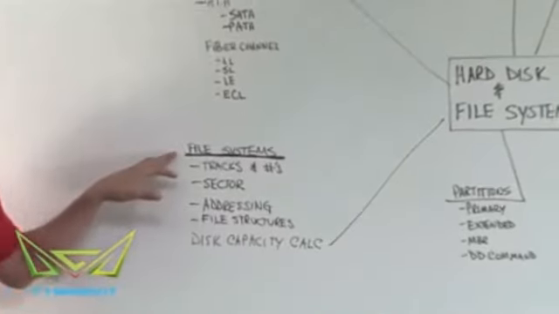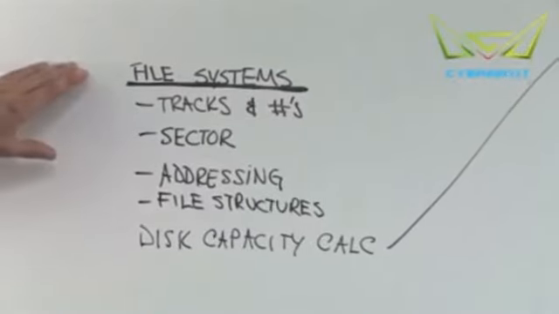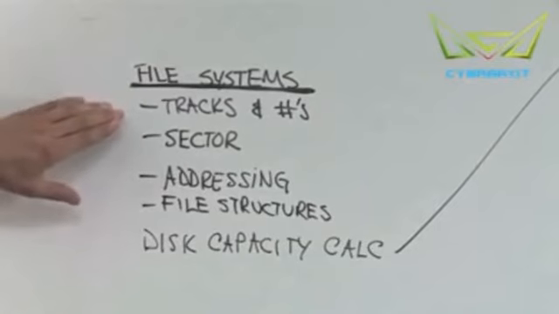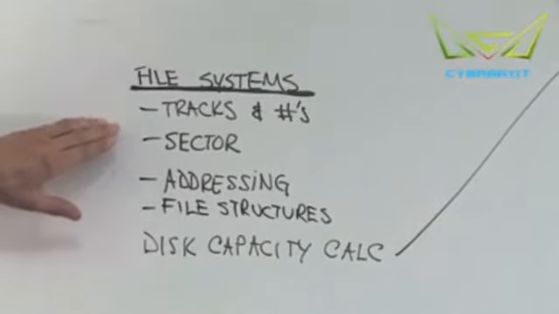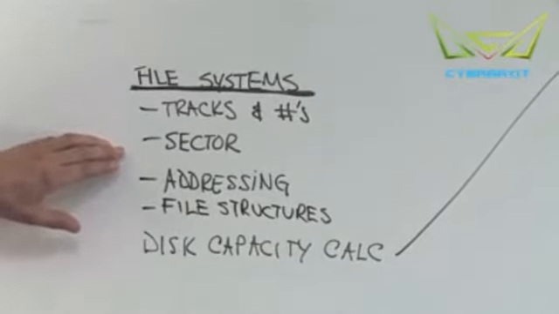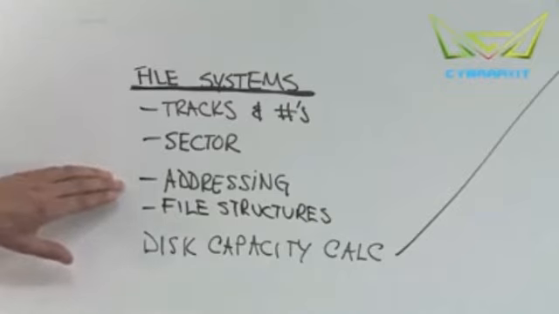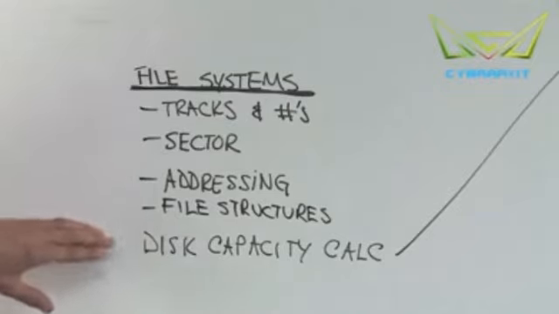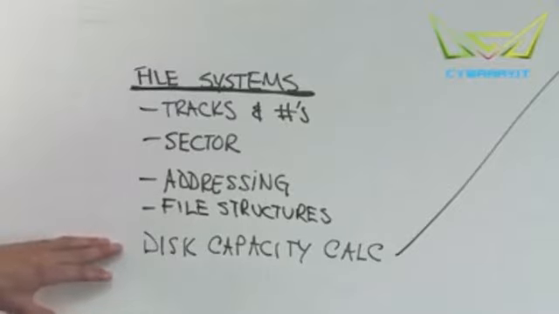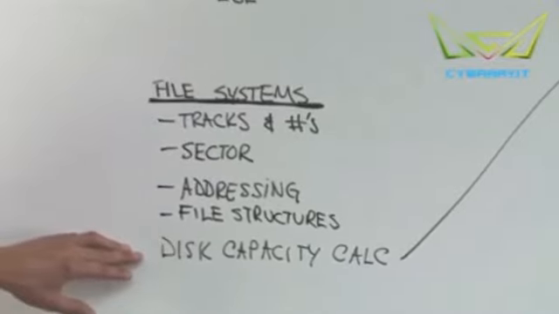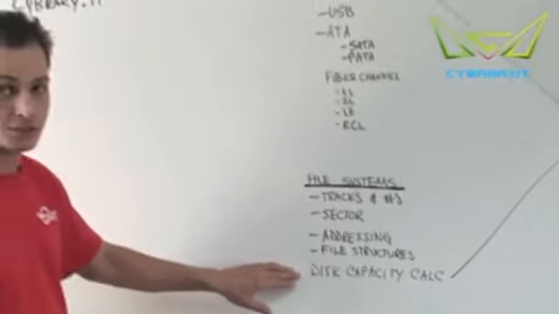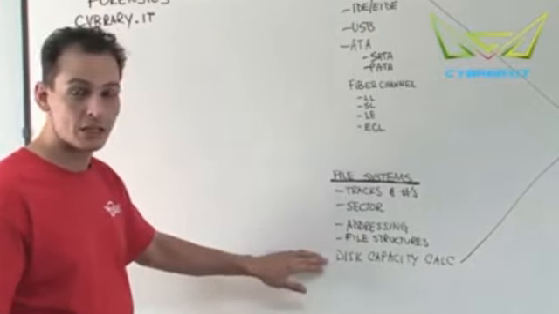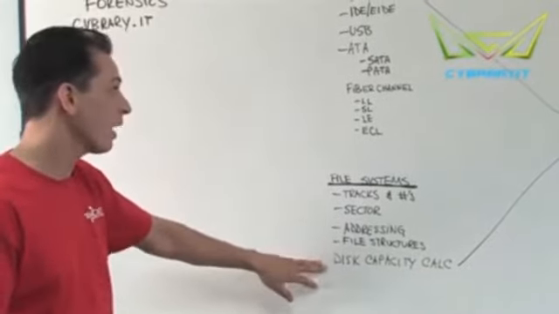Next, we can go into the file systems and all of the factors there, like the number of tracks or the track density, or how to do sector sizes, or how you look at the addressing or the file structures, or even how to do a disk capacity calculation. While we have computers that will tell us how to do that for us, it's a good idea to still know how to do that manually as well.